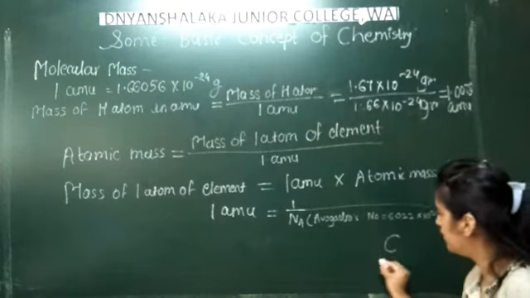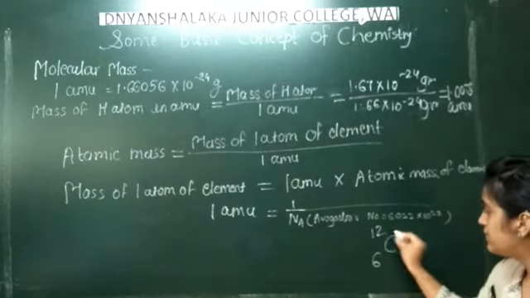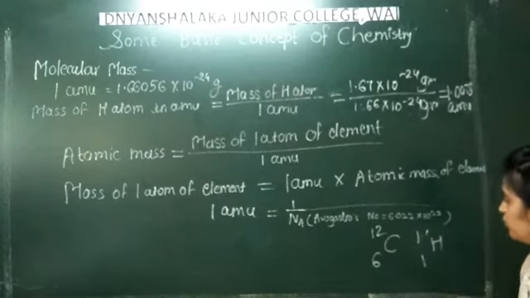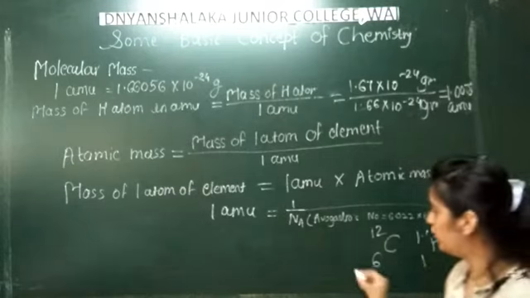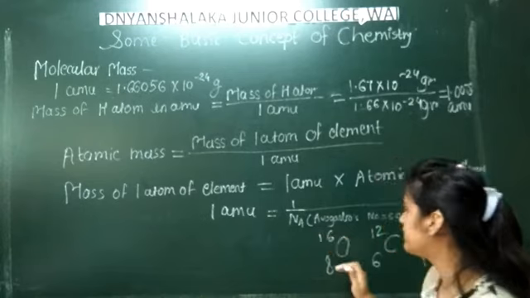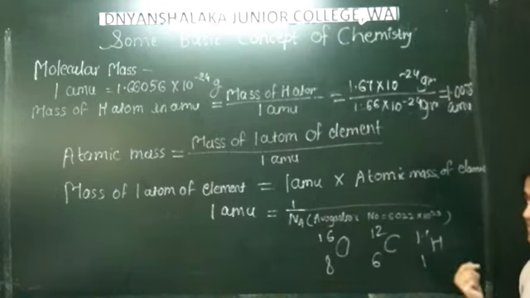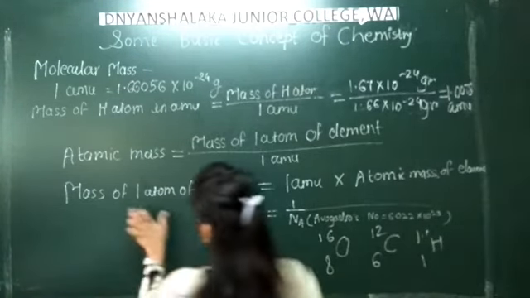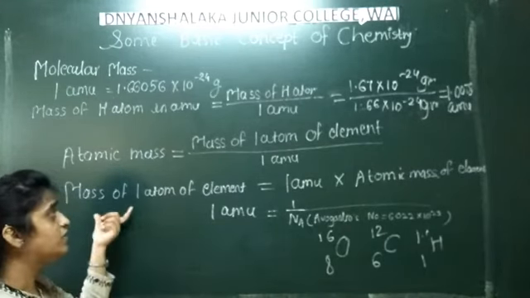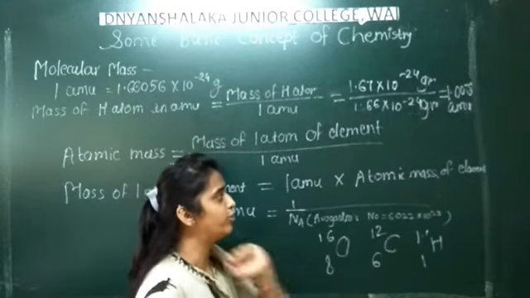Generally we know the atomic mass. For example, carbon has atomic number 6 and atomic mass 12, approximately double. Hydrogen has atomic number 1 and atomic mass 1.008, which is approximately 1. Oxygen has atomic number 8 and atomic mass 16, which is approximately double. We already studied the atomic mass of elements in 9th standard. So the formula for the mass of one atom of an element is 1 AMU into the atomic mass of the element.